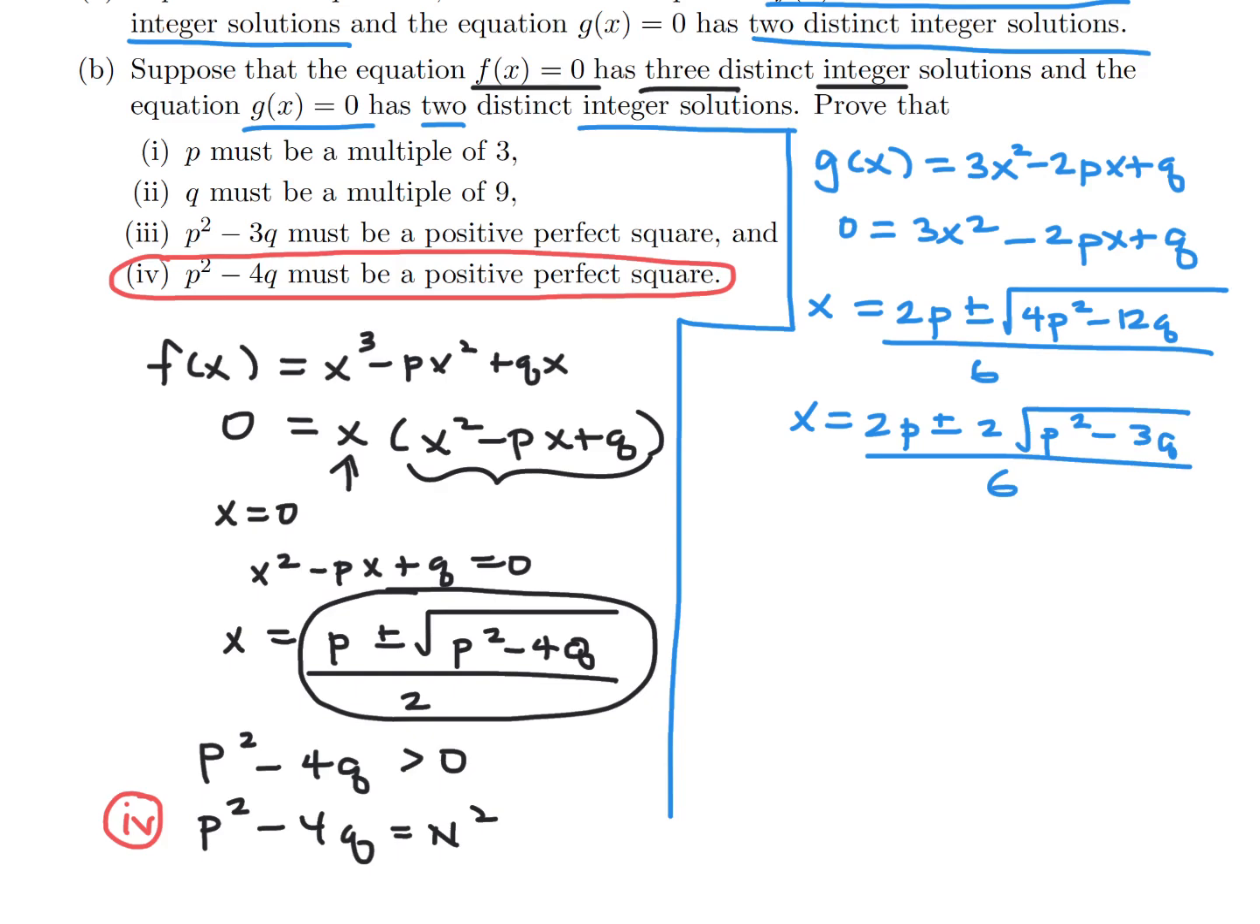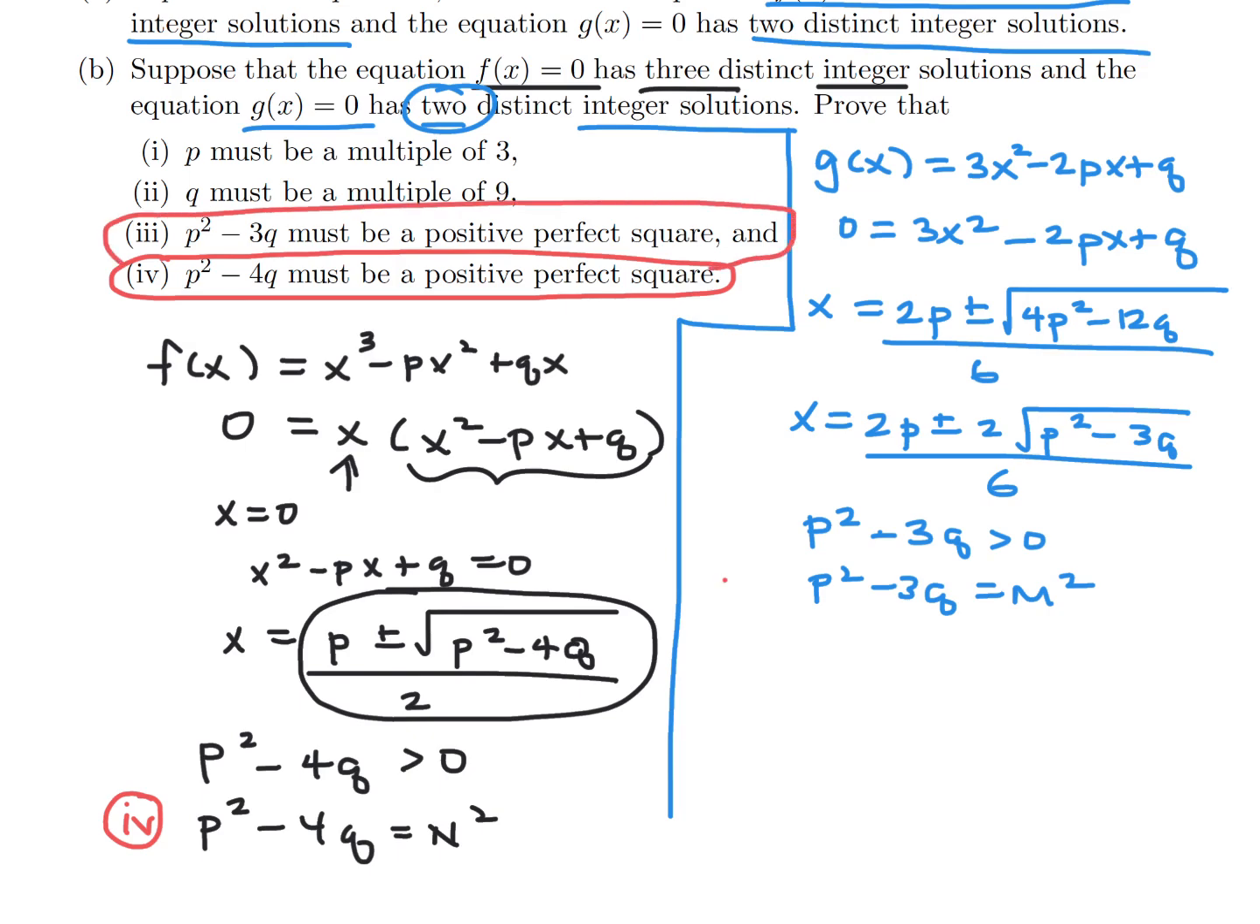So kind of the same thing as I did here. In order for this to give 2 solutions, which is what we want, the discriminant has to be greater than 0, and the discriminant has to be some sort of perfect square. So let's just say m squared. And that takes care of part 3. P squared minus 3q has to be a perfect square. Okay, that makes sense. So now I guess we have to prove 1 and 2, these guys, and that will allow us to complete the question. So let's see how we can do that.